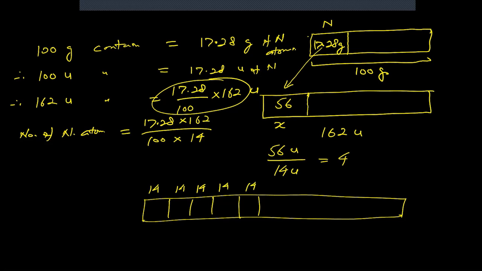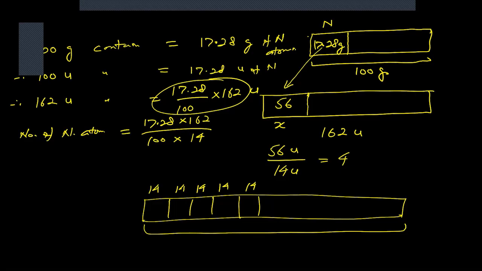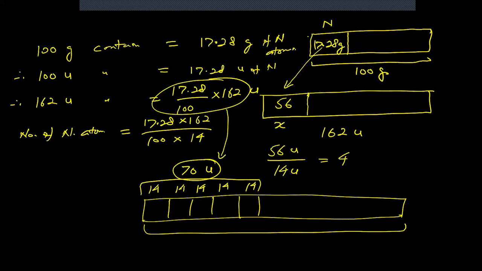Right? If in one molecule there are total 5 nitrogen atoms, it will be 14 into 5, means 70 U. It may not be 70 U, but this is the value I got total. Total is 70 U. How will you get how many nitrogen atoms there are? You will divide this 70 by the atomic mass of nitrogen and you will get 5.